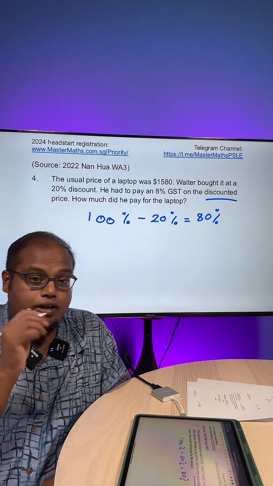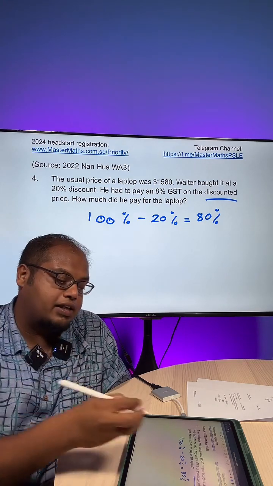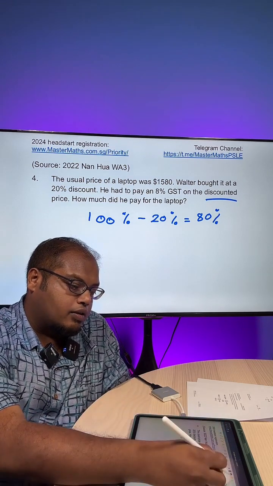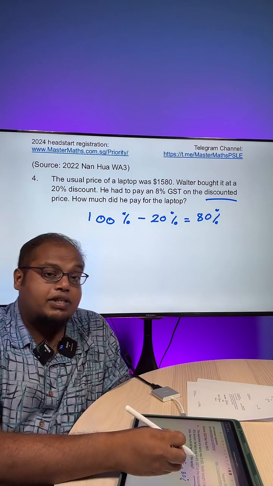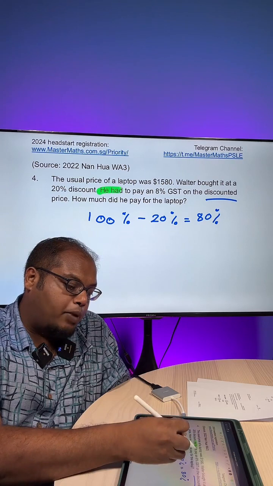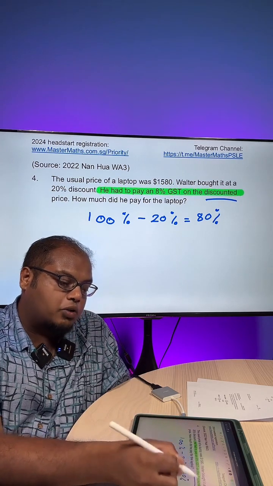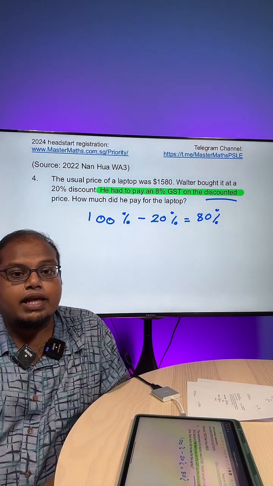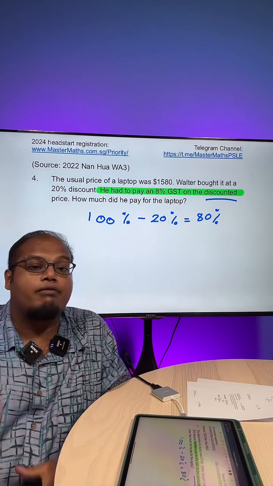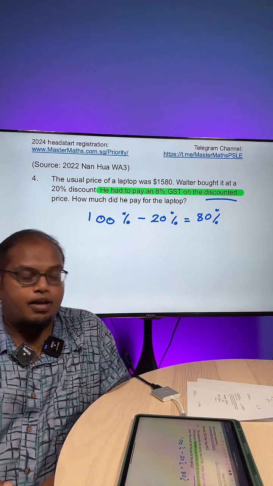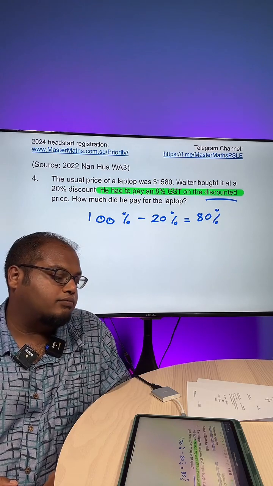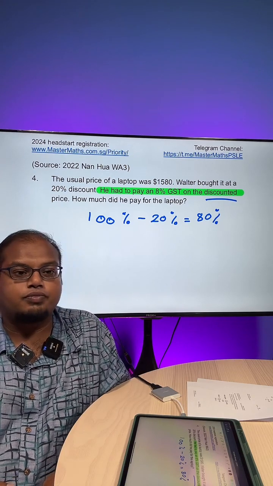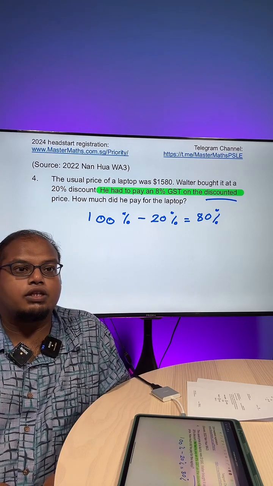The only a bit of a challenge here is this part here. You must take note that the one that he had to pay is 8% on the discounted price. So you must find the discounted price first, then find the additional 8%. Okay, guys, I give you all 3 minutes to finish this question first before I go through.